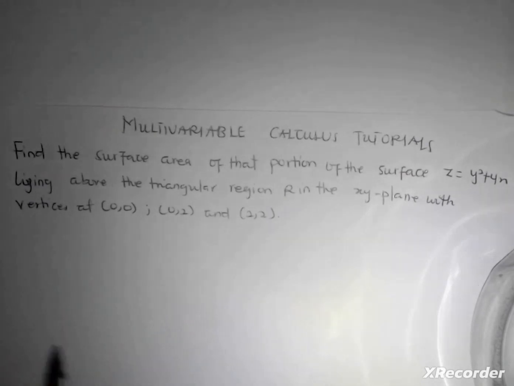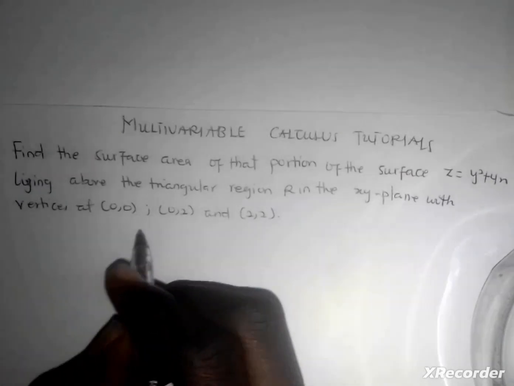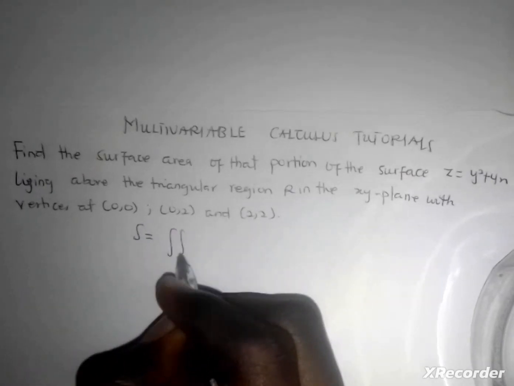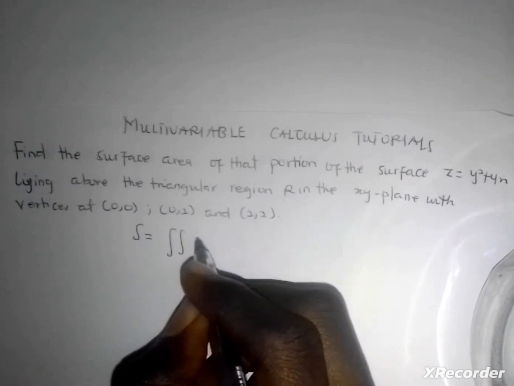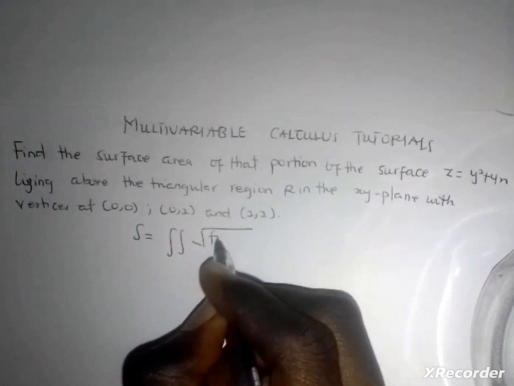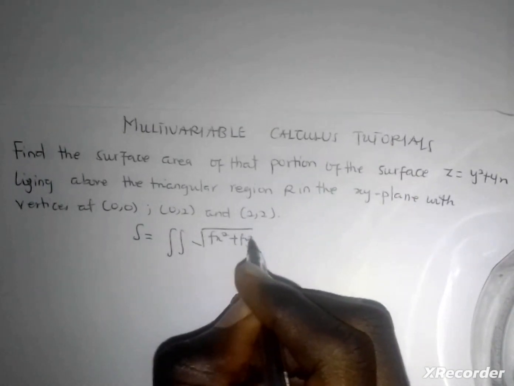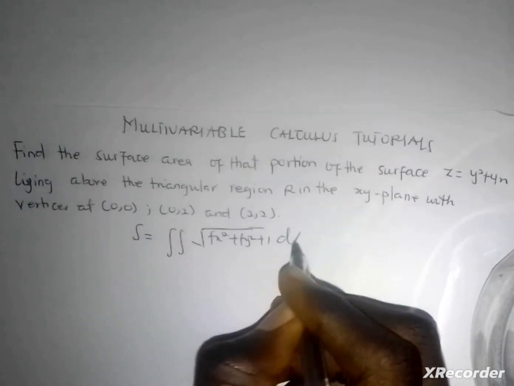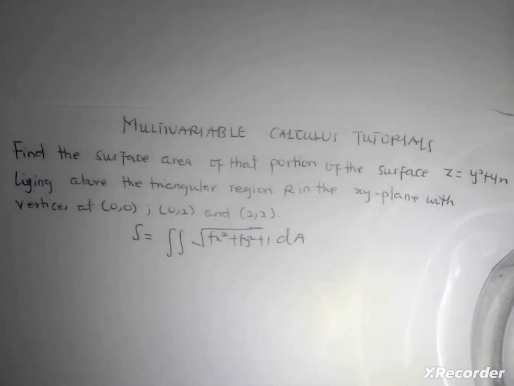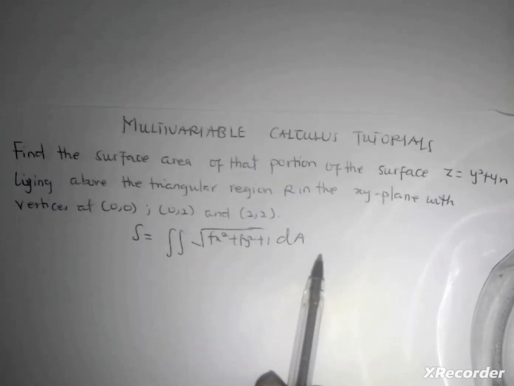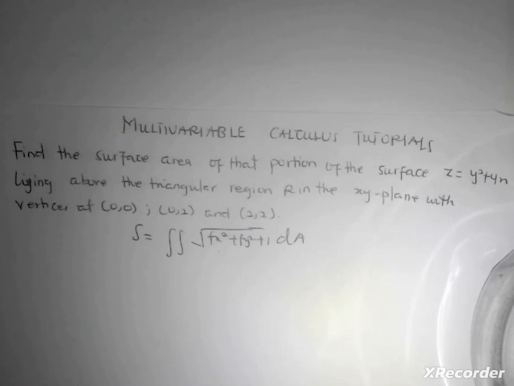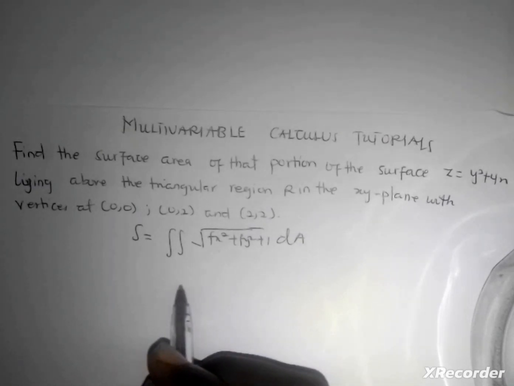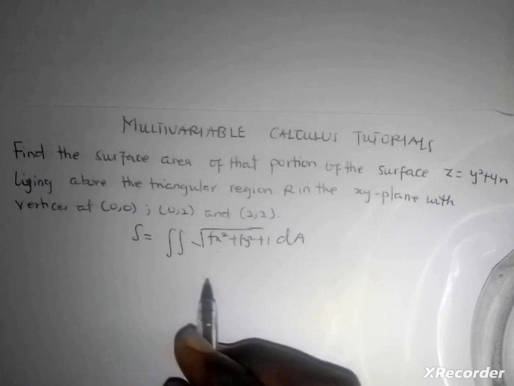So first of all, to find the surface area, you know it's given by S equals the double integral of the square root of fx squared plus fy squared plus 1 dA, where fx and fy are the partial derivatives of the surface we are going to find the area of. Now, the next thing to do is to find fx and fy.